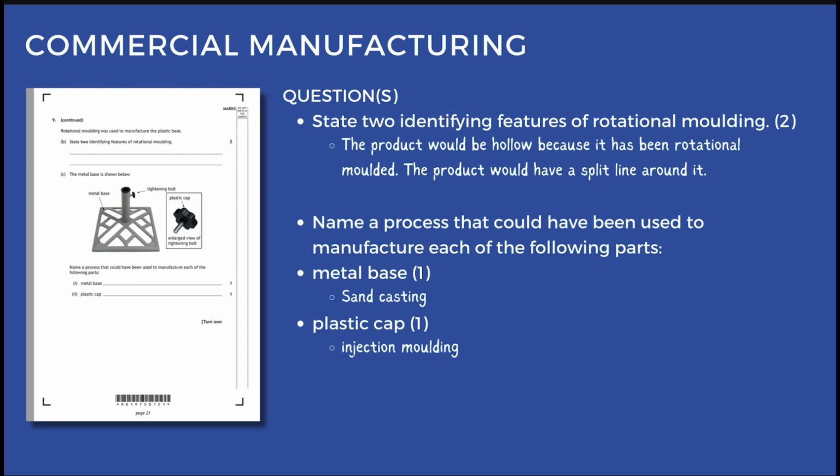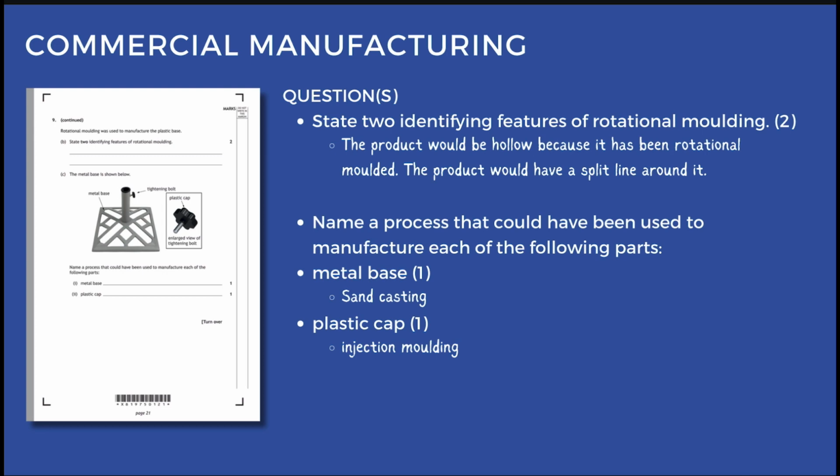So for the first question, you're asked to state 2 identifying features of rotational moulding. Now because it's a state question, you are required to get these correct in the order. If you put more than 2 answers, and the first or second is wrong, you only get the marks for the questions in the order you answer them. So for example, if part 1 of your answer was wrong, but part 2 and 3 were correct, you would still only achieve 1 mark for the second part of the response.